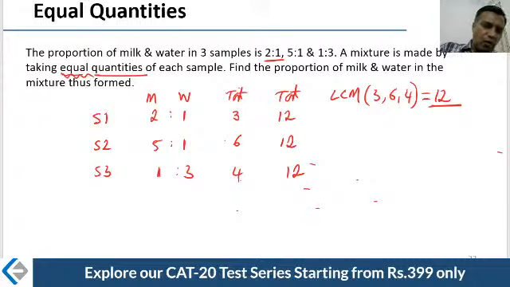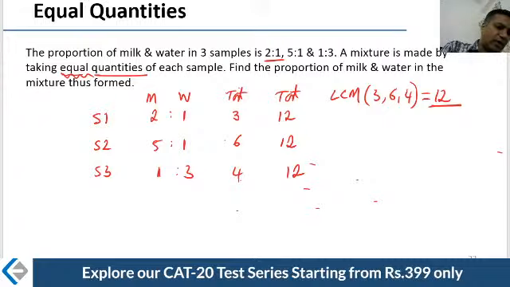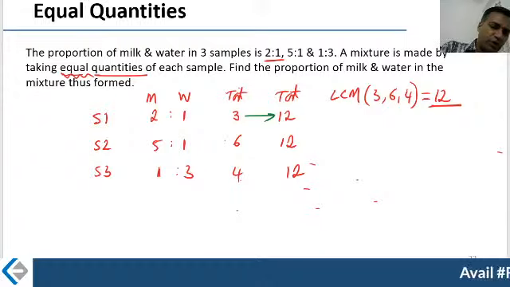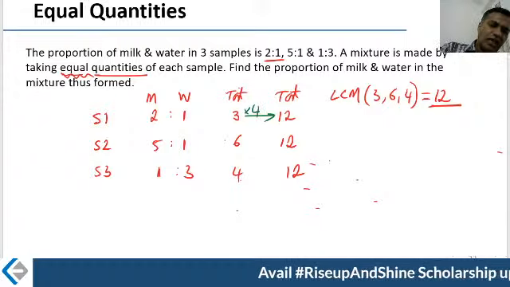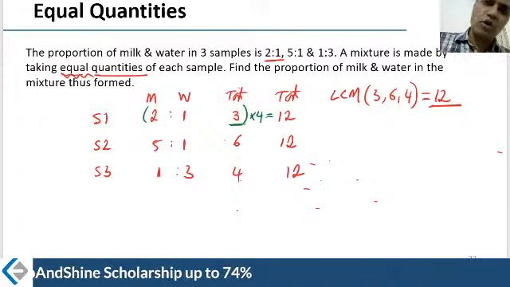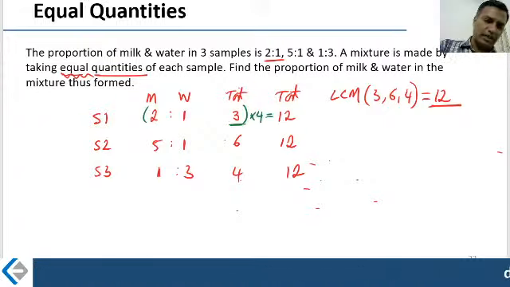But the point is, how do I make it 12? 3 should become 12, which means what do you do? Take it 4 times. Consider this entire proportion 4 times. Do it 4 times and it becomes 12, which means you had 3 liters here, 2 is to 1. Take 4 times of that, it becomes 12 liters.